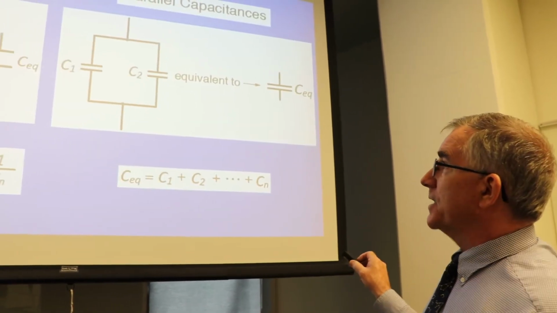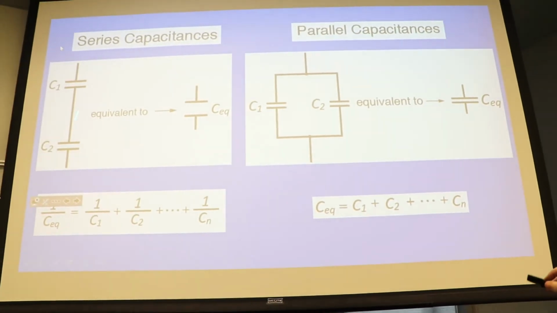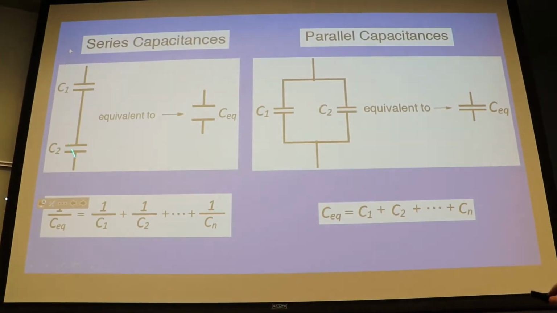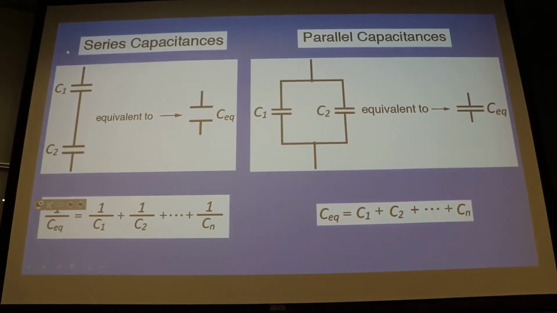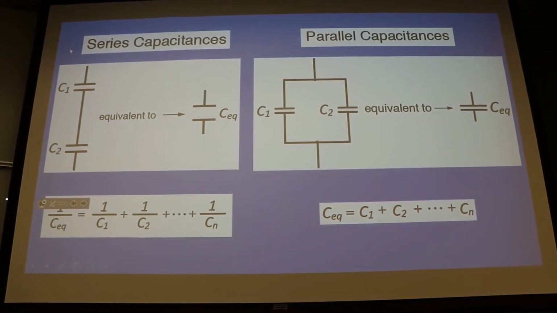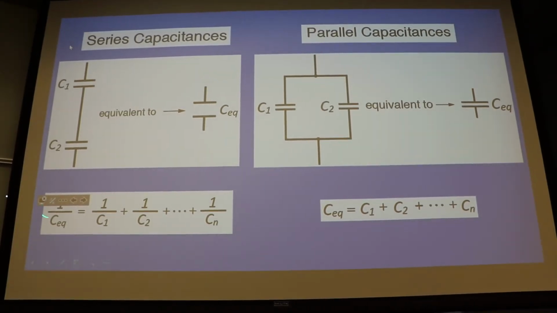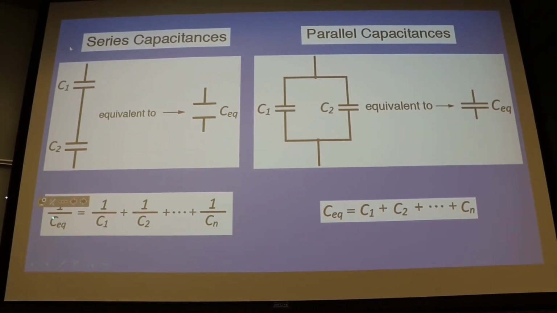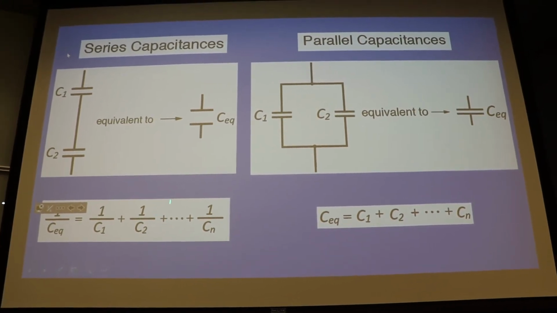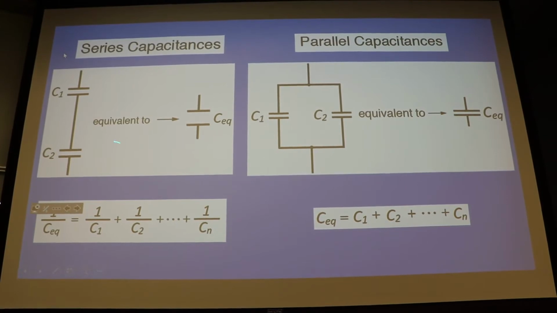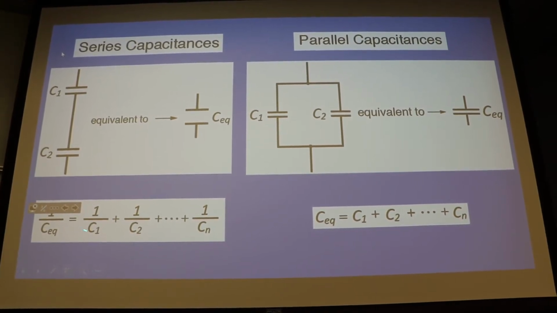All right, so the next slide shows if you've got two capacitors or more in series and you want to boil them down to one single capacitor so you can analyze the arrangement of the capacitors, you have to use this relationship right here. So 1 over CEQ equals 1 over C1 plus 1 over C2 plus dot, dot, dot. So if you have n capacitors in series, you would do this calculation right here.